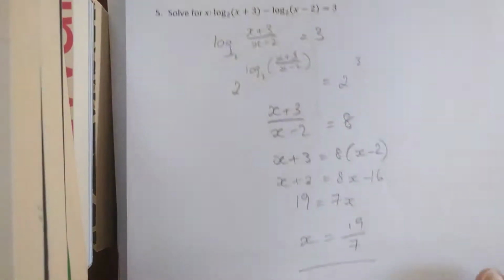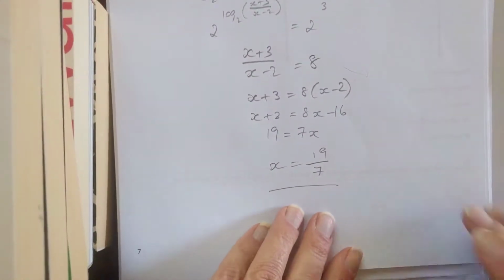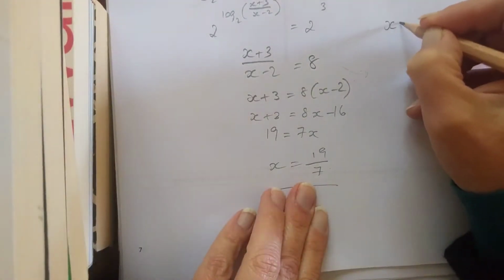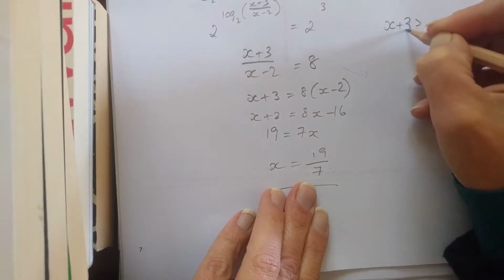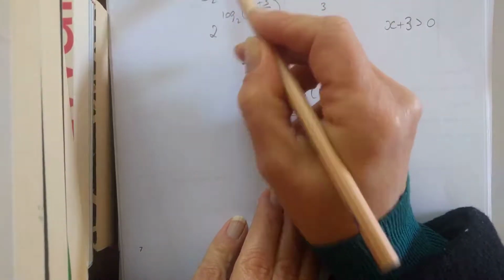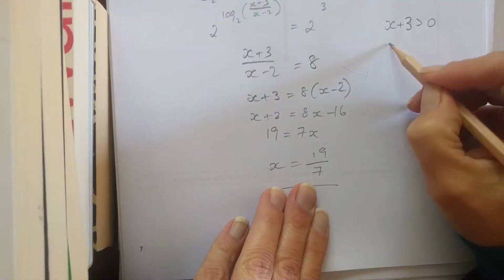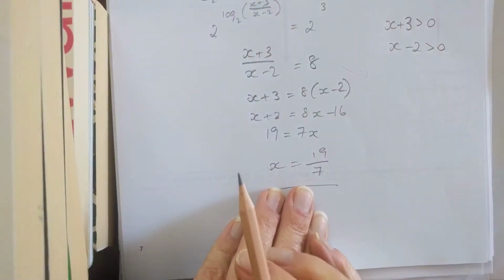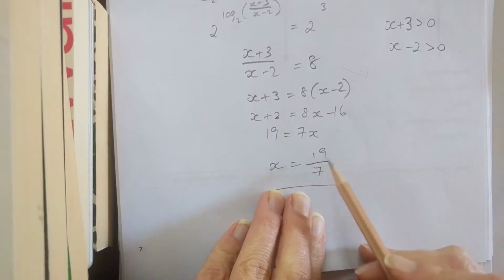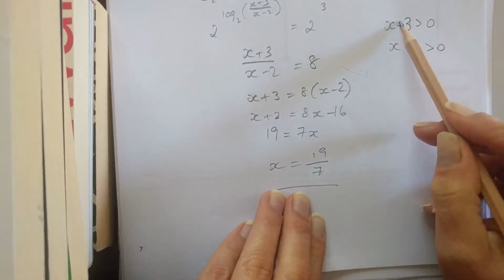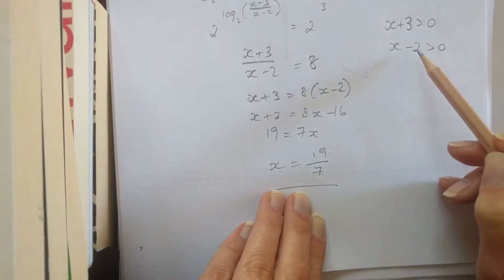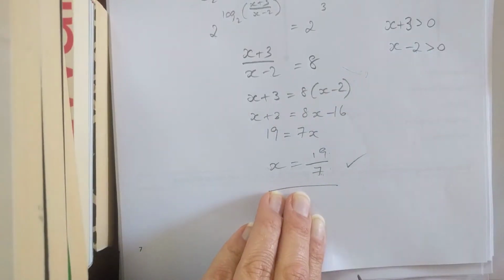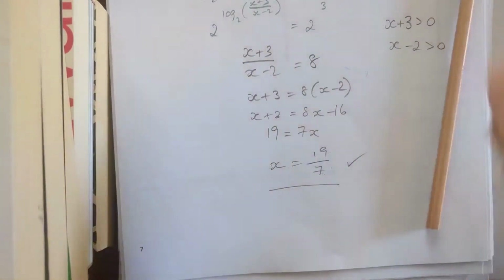So when I go back to this question, what I need to check is that this answer satisfies x plus 3 is positive. That comes from the first argument in the logarithm. And x minus 2 is positive, which comes from the second argument in the logarithm. And in this case, that's true. 19 over 7 added to 3 is positive, and 19 over 7 is more than 2. So if I subtract 2, I'm still positive. So this is fine. And that's it.